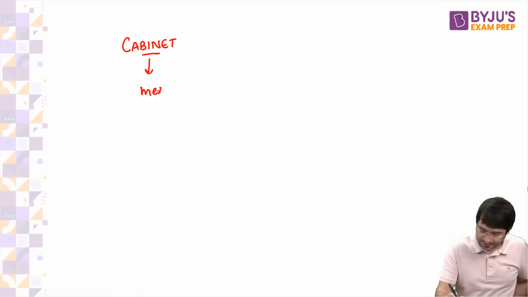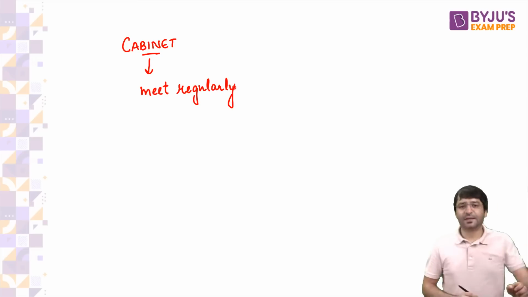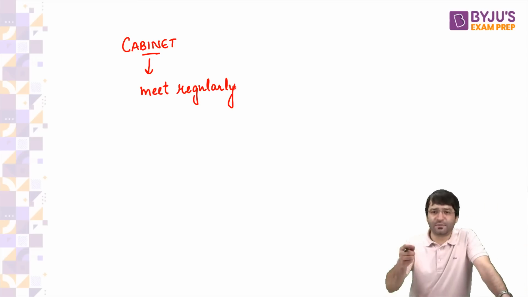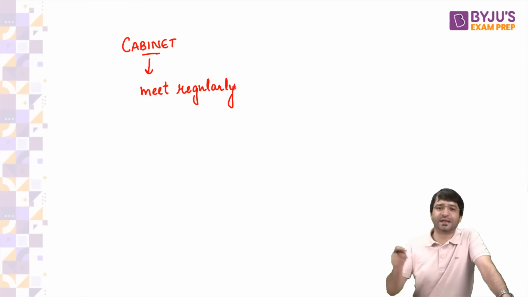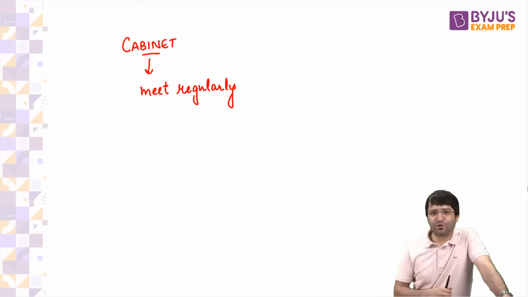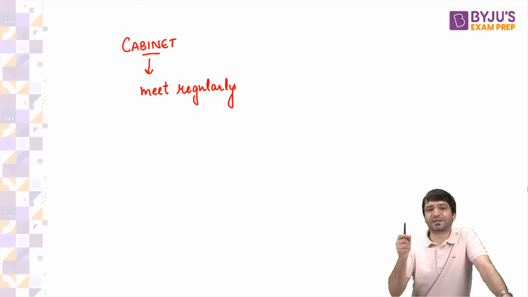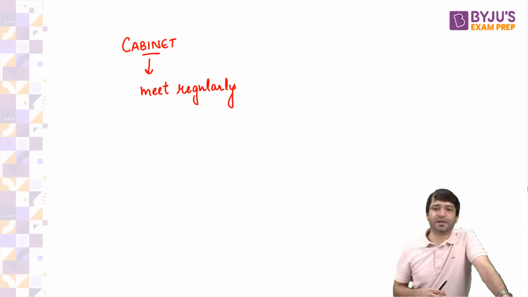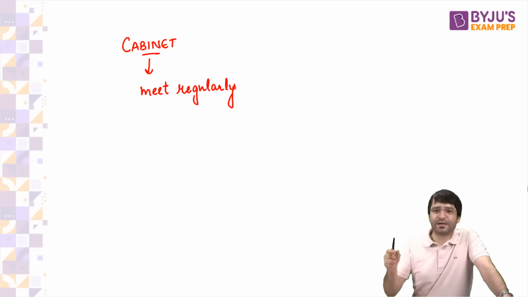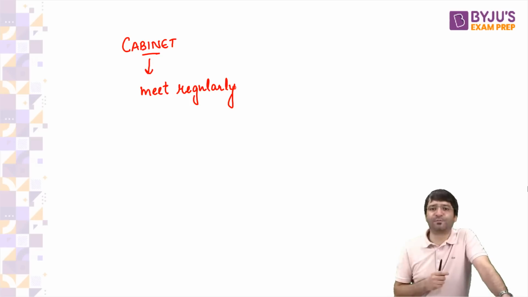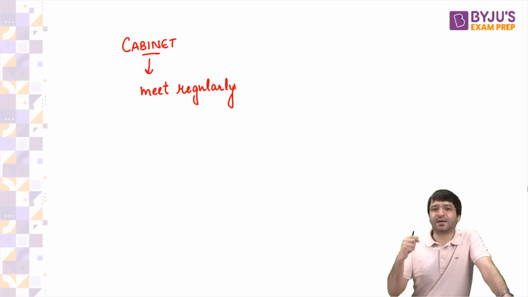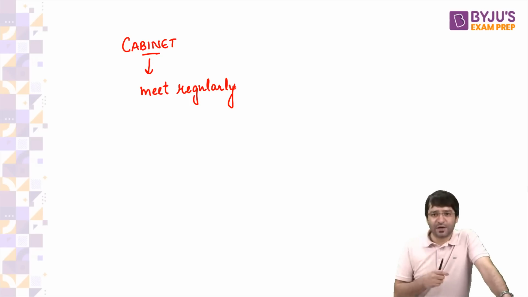they meet regularly. That is why you might have read in the newspapers, Union Cabinet is meeting tomorrow. Union Cabinet meets. Union Cabinet decides to give 6% DA to central government employees. Union Cabinet has decided to ban the export of pulses. Union Cabinet has given a go-ahead for FDI. Union Cabinet has done this, Union Cabinet has done that.